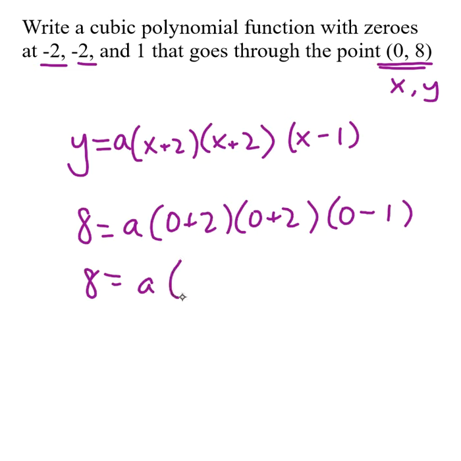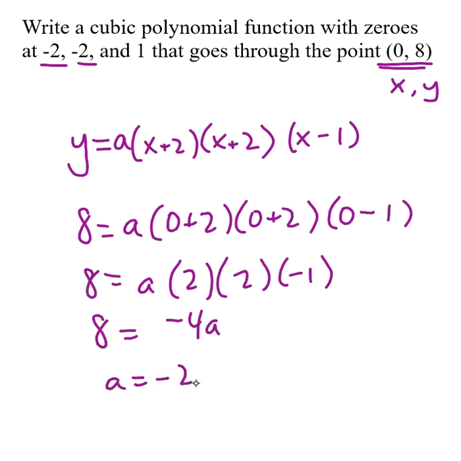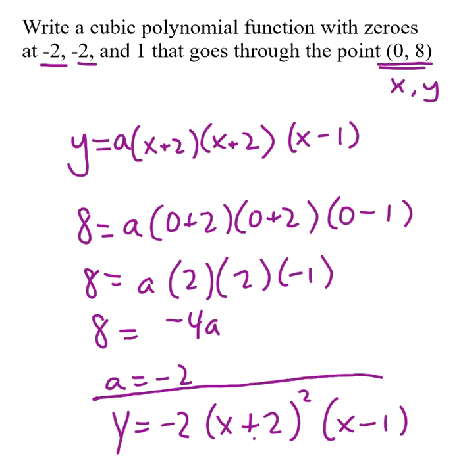So 8 is equal to a times 2 times negative 1. So negative 4a is equal to 8. So a must be negative 2. This must have a vertical stretch of 2 and is reflected over the x-axis. And while I write this, I'm going to write x plus 2 quantity squared. Okay, this is the only cubic polynomial, I'm going to say 3 because it had 3 pieces, but actually really only 2 because one of them is duplicated or is a double root, that goes through the point (0, 8) with those x-intercepts.